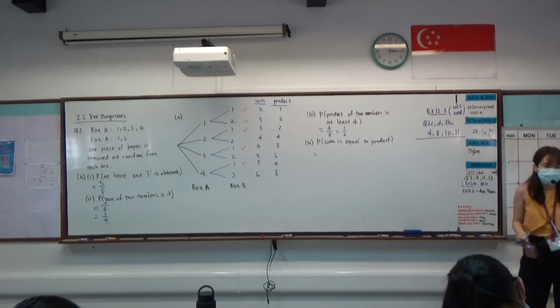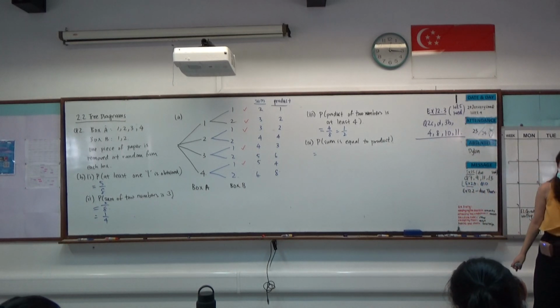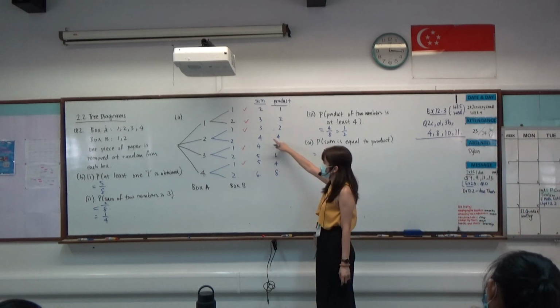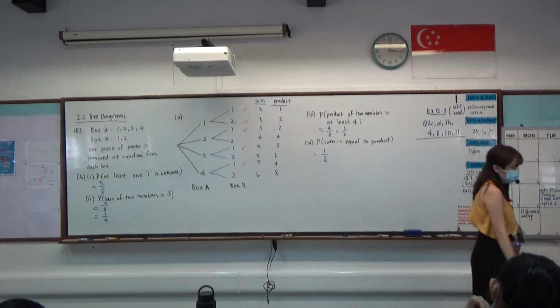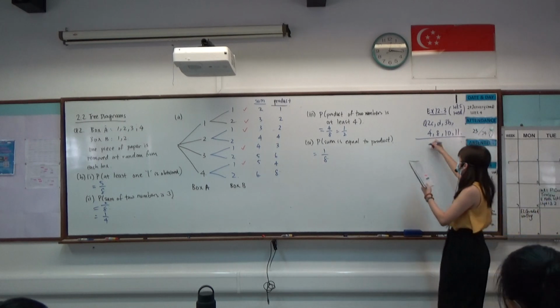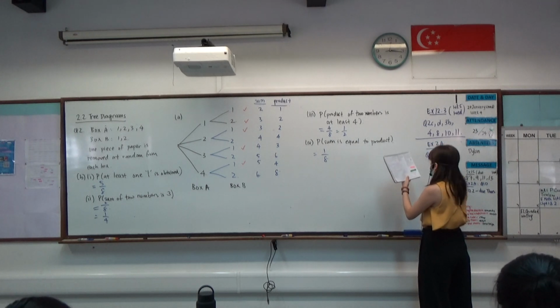And then part 4, what will your answer be, Carissa? 1 over 8. Okay, so the only one is this one here, where the sum and product are equal. So with that, we have some idea about tree diagrams. So homework for exercise 2A.